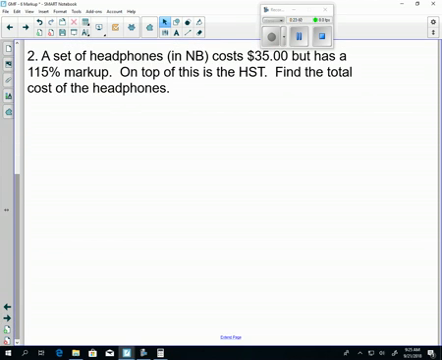Headphones cost $35, but have a 115% markup. On top of this is the HST. What is the final total cost of the headphones? Well, it originally cost $35. Original. We have a 115% markup. That's a lot. Jewelry is another thing that's marked up a lot. When you buy rings or watches and stuff, they have very, very high markup, more than double, because they don't sell a lot, so they increase it a lot.